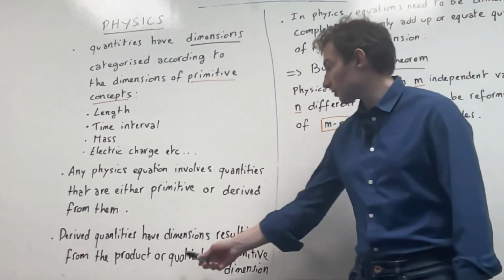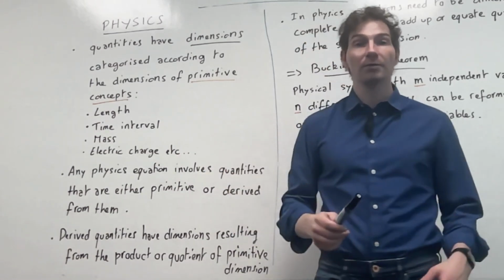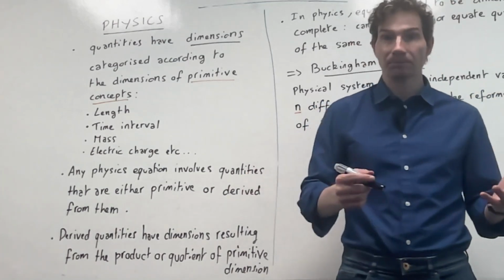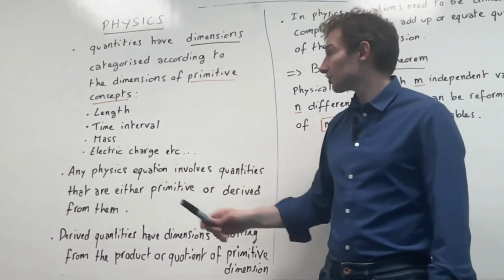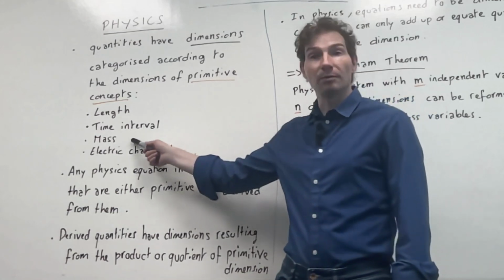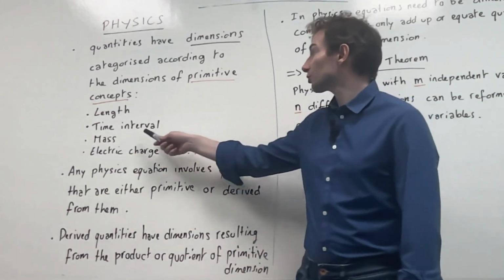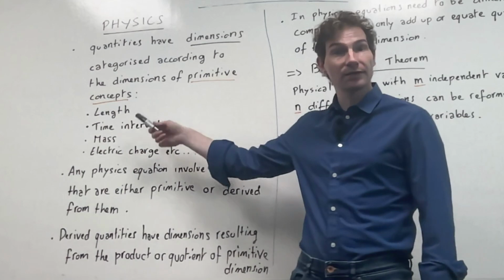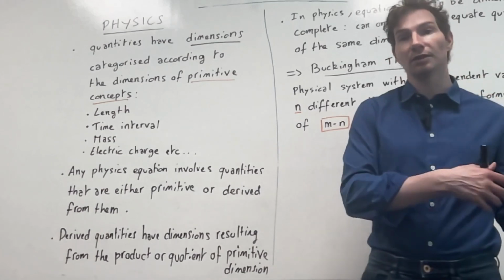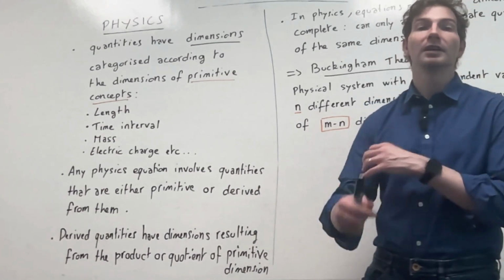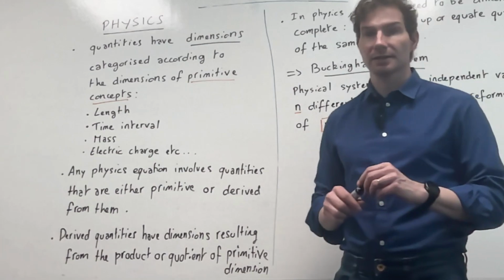So for example, here I just put length and time interval. If you take the quotient of length over a time interval, you basically get the dimension of velocity. If you then take the product of mass times length, and then divide by time interval twice, that is going to give you a force, and so on and so forth. Okay, so that's kind of how it works. And so it's just, again, to set the stage in terms of dimensional analysis.